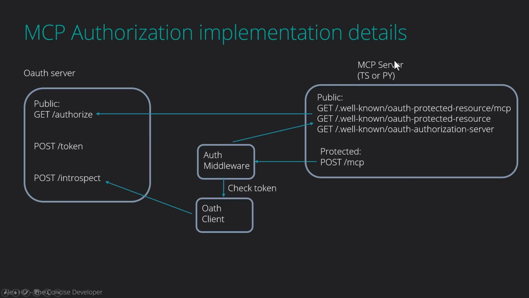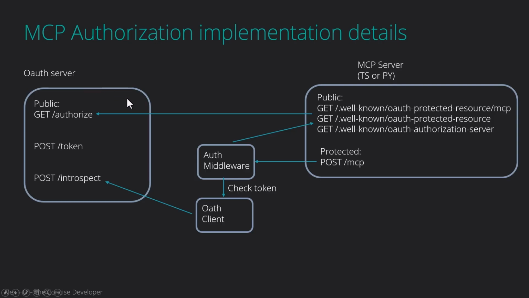But how do we receive the token? Well, this is the point where the MCP server needs to shine. It needs to support at least two new public endpoints: the well-known OAuth protected resource, and for good measure you could support both the simple one and /mcp, and also the well-known OAuth authorization server. These endpoints will contain data about the OAuth server. It will tell us, hey, if you want to authorize yourself, go to this endpoint inside the OAuth server. So basically this is how things are working.